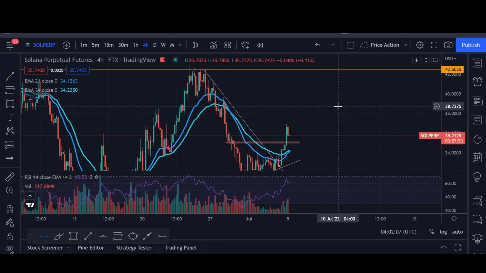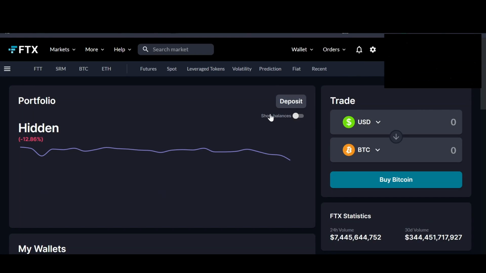Okay, so some of y'all do not know how I long or short, so I'll let you know how I do it. I mainly use FTX to do my altcoin trading. This is the FTX platform. You can trade futures, spots, whatsoever, and I love this platform because the UI is good, the founder is trustworthy, and therefore I'm okay with having my money on FTX.